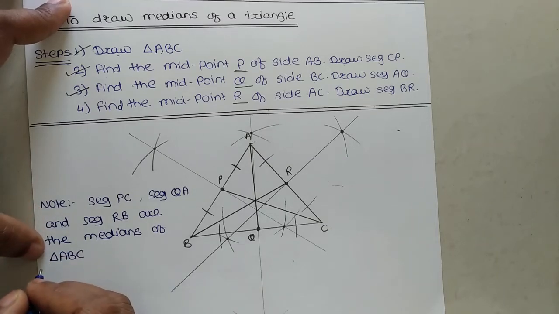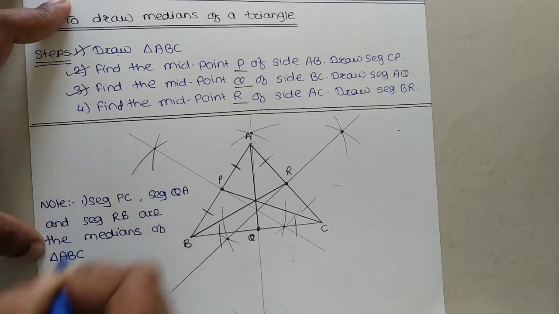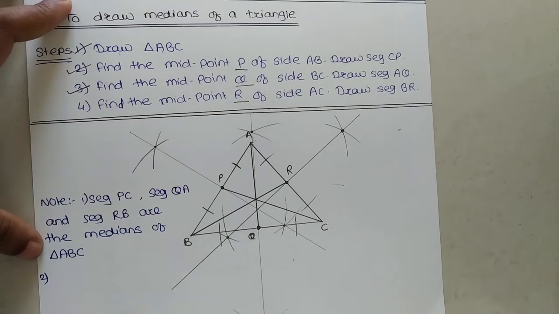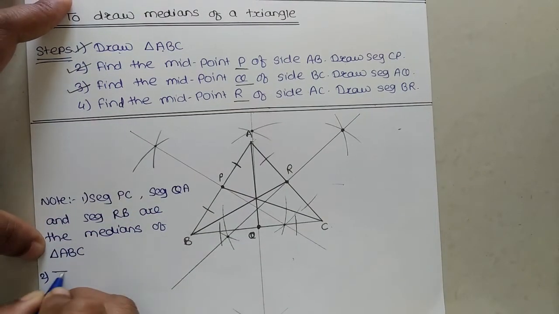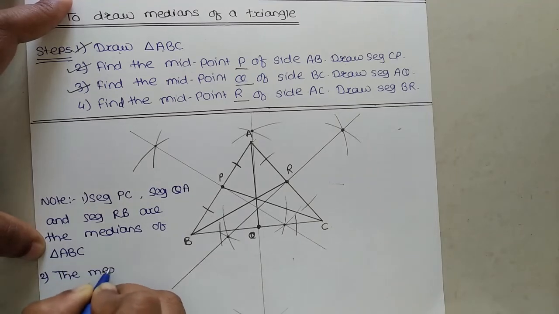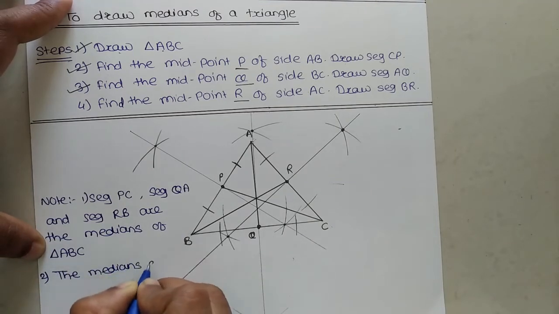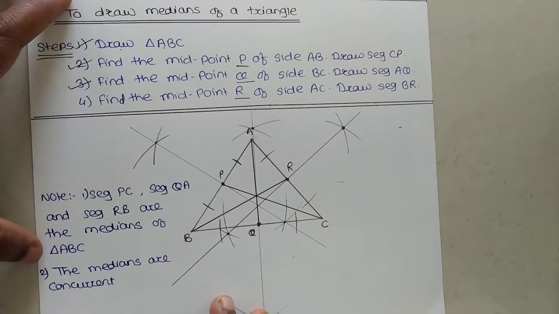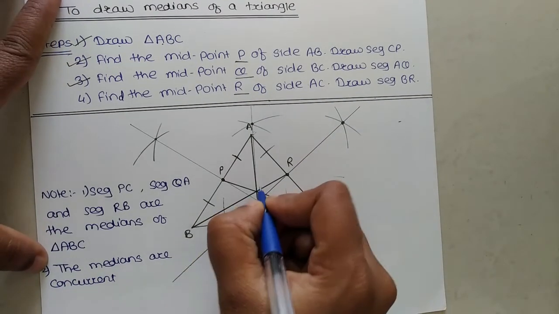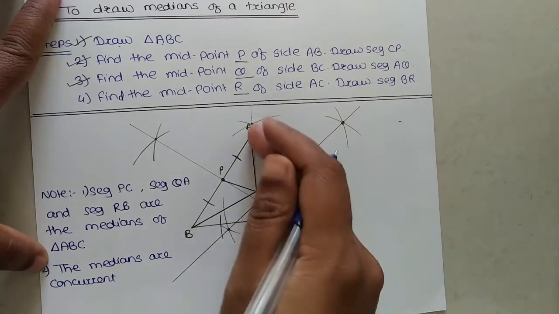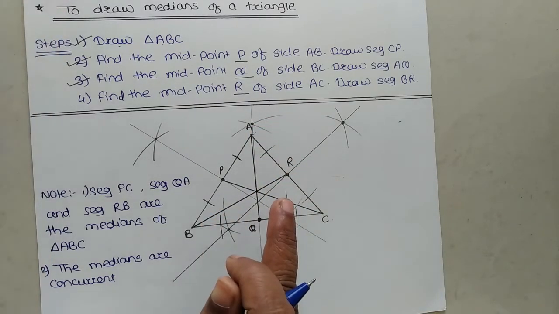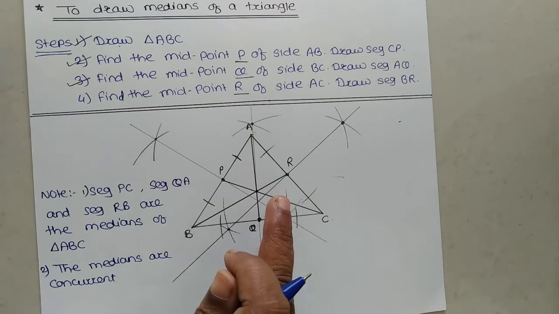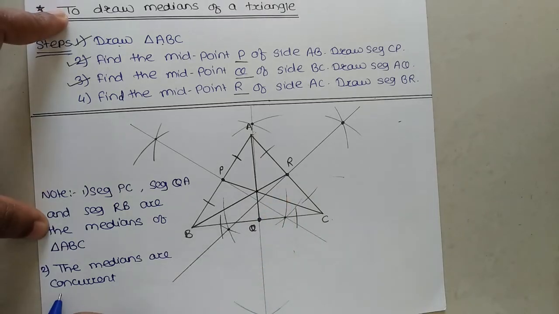Next note, this is your first, this is your second. The medians are concurrent. Okay, their point of concurrence is called as this one. The medians are concurrent means what? These three medians join a single point, and this point is therefore called as a concurrent, and then this point is called as the centroid.